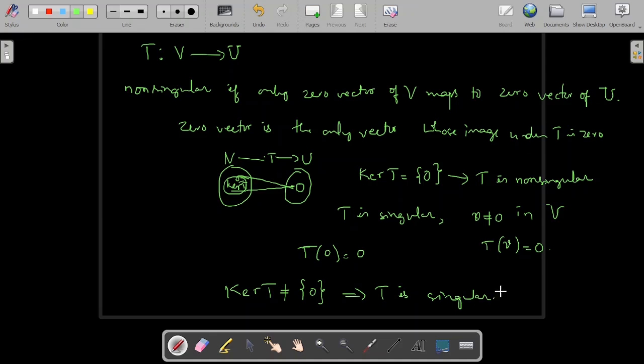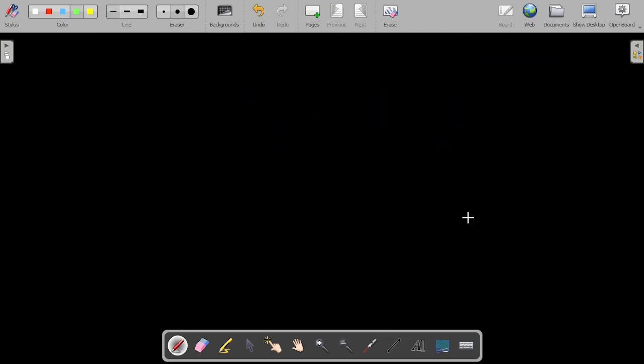So this is the meaning of singular and non-singular transformation. Non-singular means only the 0 vector maps to the 0 vector, meaning the kernel of T equals the set containing 0. If the kernel of T is not equal to the set containing only 0, then in such cases T is a singular transformation. Let us take one example.